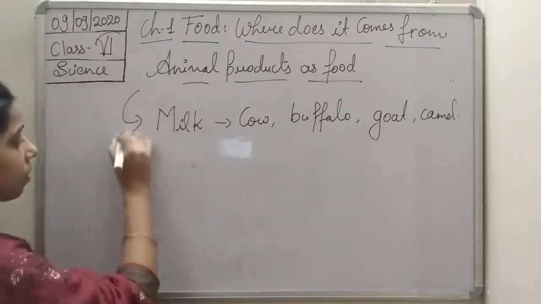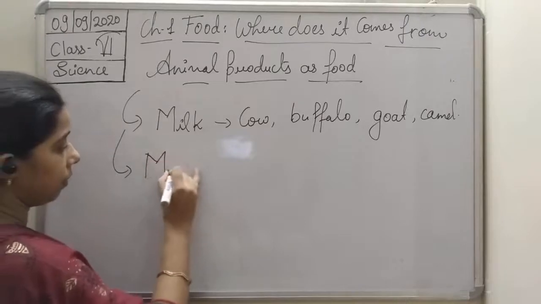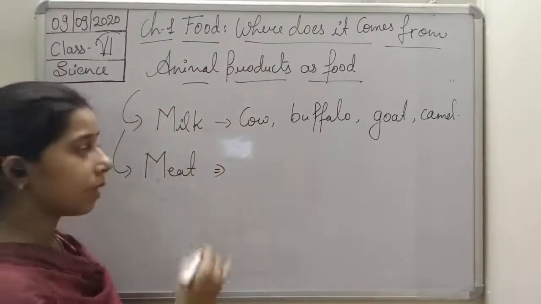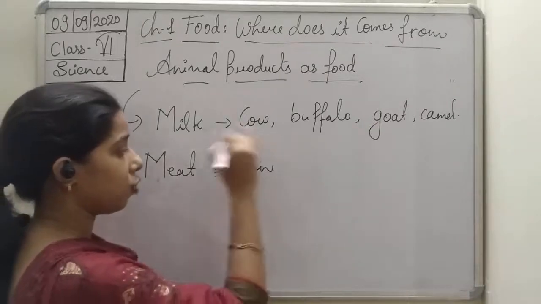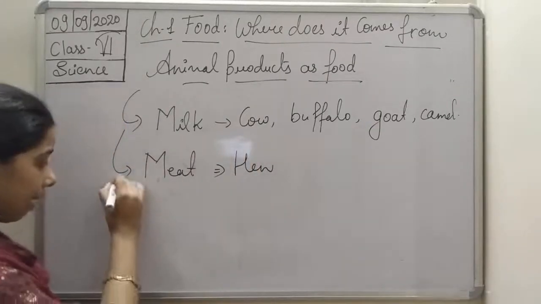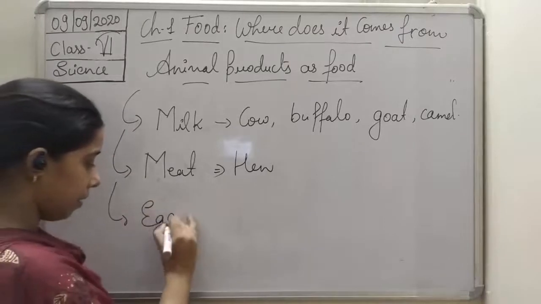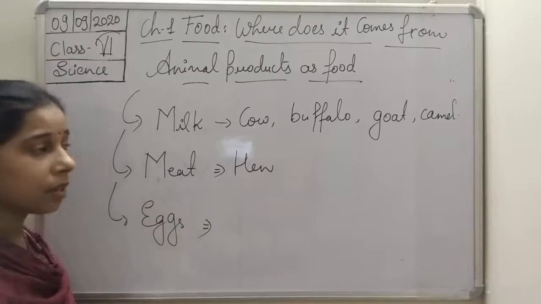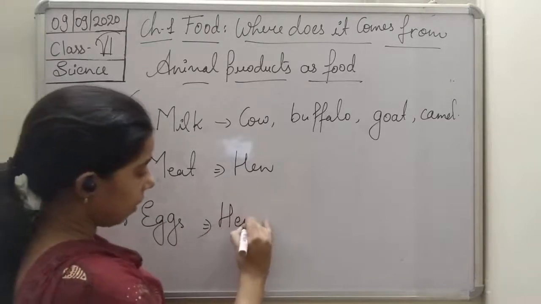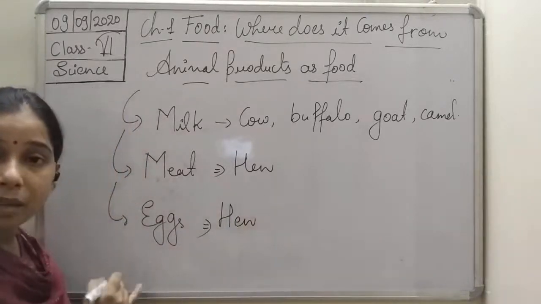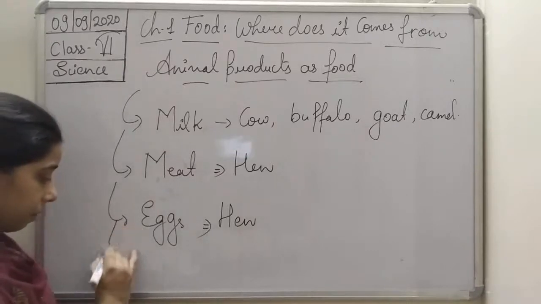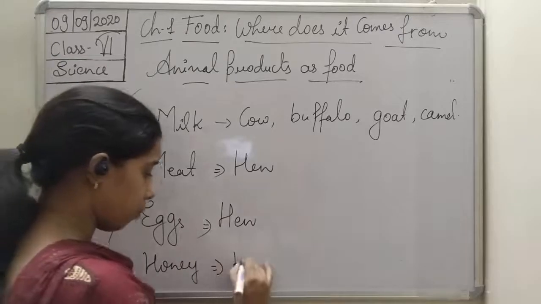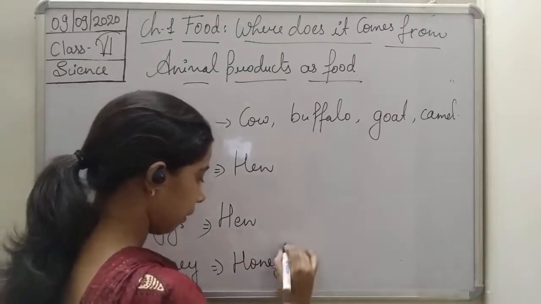Then the second one, students, is meat. There are animals which provide meat to us, like the hen, chicken. We also get eggs from animals. The hen provides eggs to us. And finally honey, which we get from the honey bee.